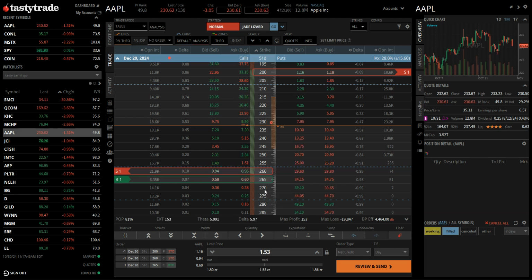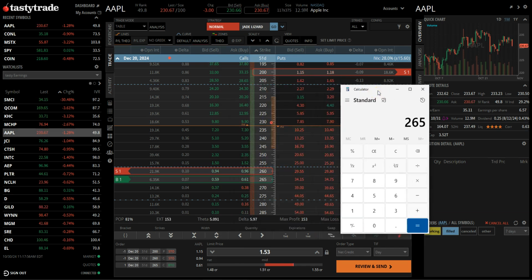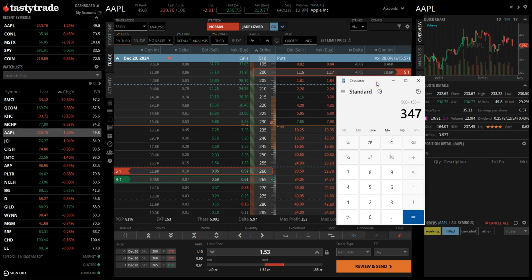Fine meaning that my max loss is this minus this. 265 minus 260 is $5 times 100. Let me show you the math. 265 minus 260, $5 times 100, 500 minus the income that I collected. This is your max loss. Okay, this is the risk defined trade.